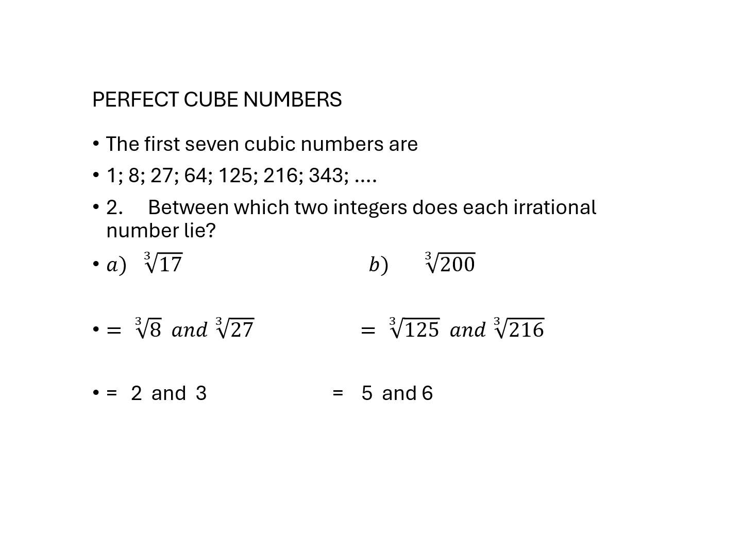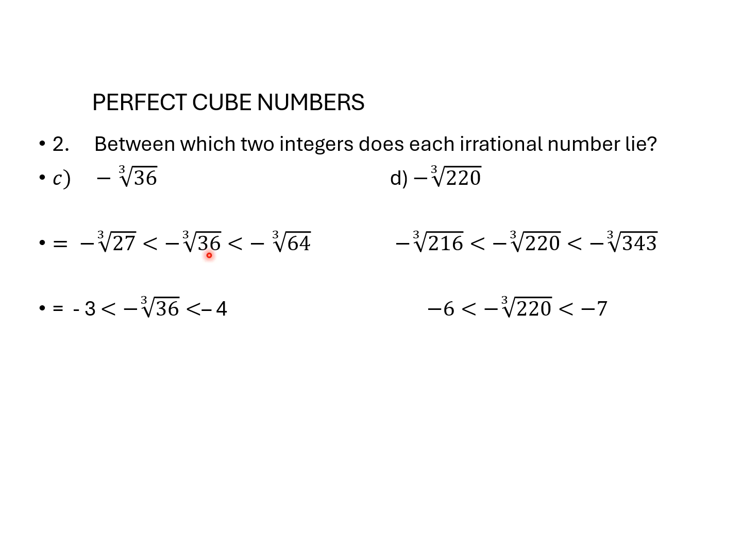If we look at the next example, between which two integers does each irrational number lie? Negative cube root 36. So 36 is greater than the negative cube root of 64 and less than the negative cube root of 27. So that gives me negative 3 and negative 4. So negative cube root 36 is between negative 3 and negative 4. For D, negative cube root 220 is greater than negative cube root 343 and less than negative cube root 216. So that gives me negative 6 and negative 7.